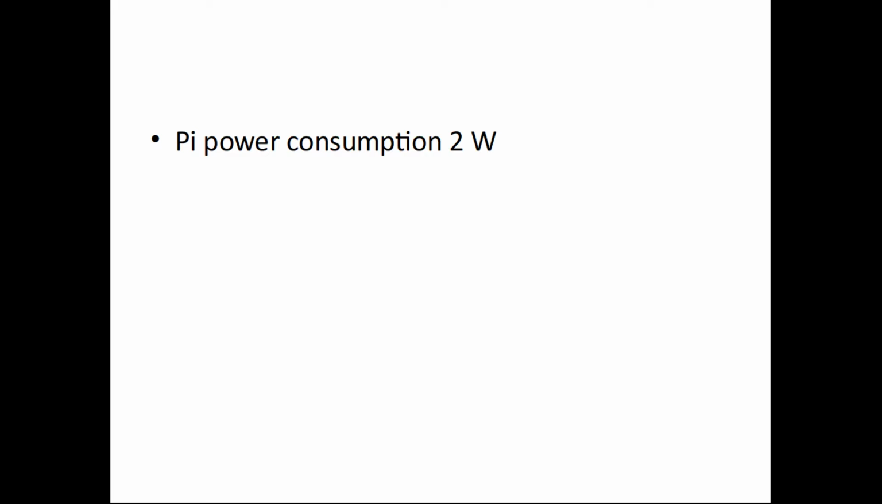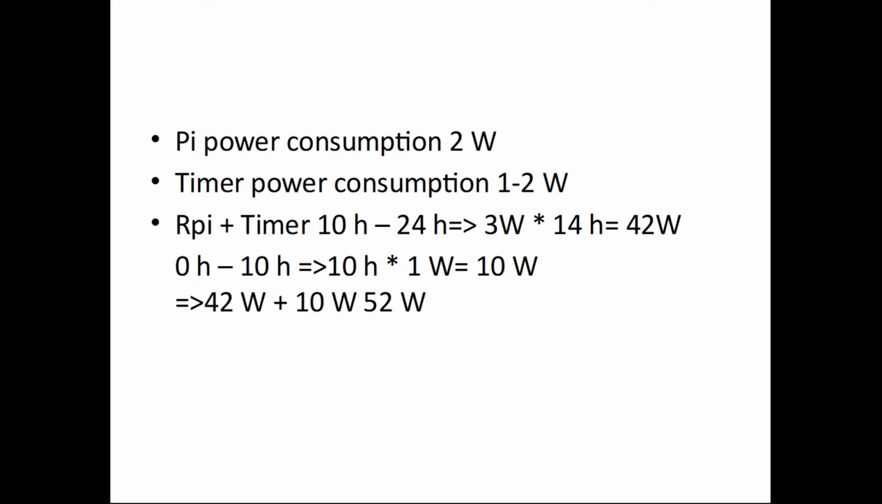But let's calculate it. The average power consumption of the Pi when it's idle is 2 watts, so it's a little bit higher maybe. Then from a timer, from a manual one, it's 1 watt, and from the ones with the display, it's 2 watts. And now when we say that we're using it roughly from 10 to 24 o'clock, we need 3 watts times 14, and in the time we don't need anything, another 10 hours. So we're adding up to 52 watts usage.